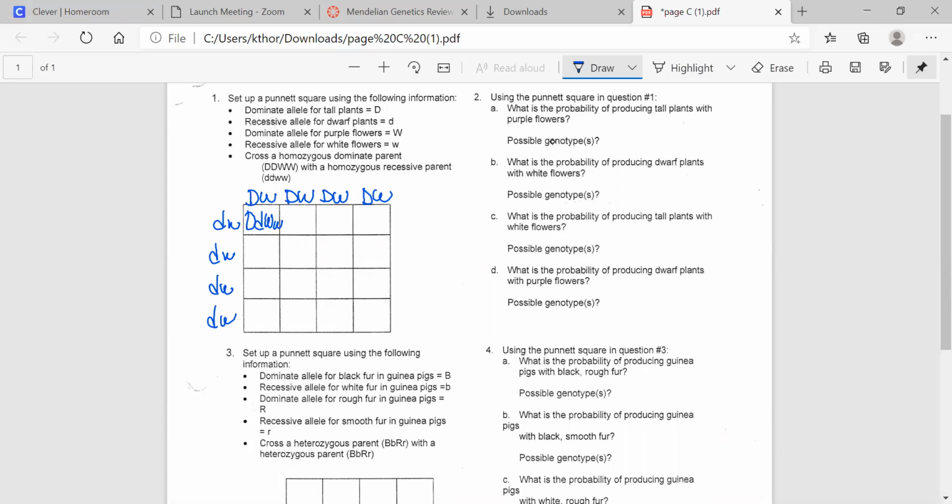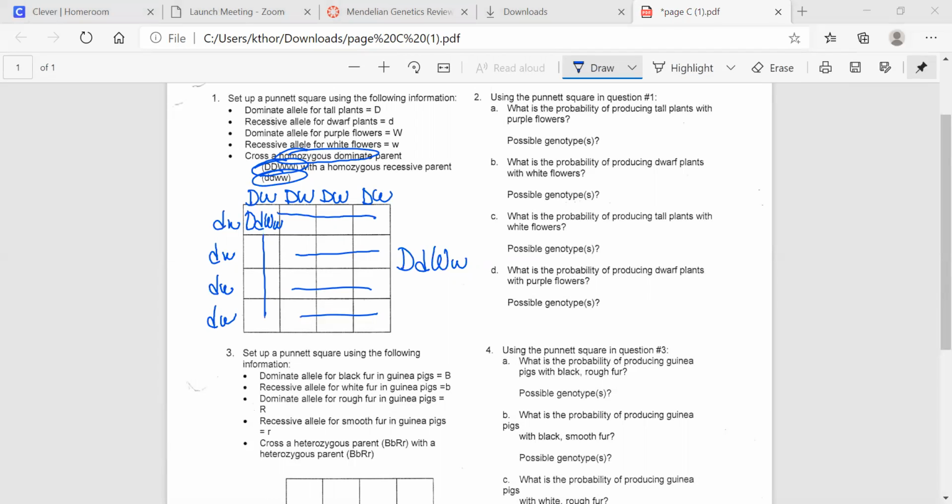Okay, guys, I'm going to tell you what. This is going to be the same all the way through. It's going to be double heterozygous all the way through. When you cross a pure homozygous dominant with a pure homozygous recessive, it's going to be heterozygous all the way.